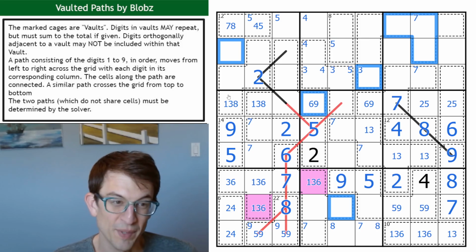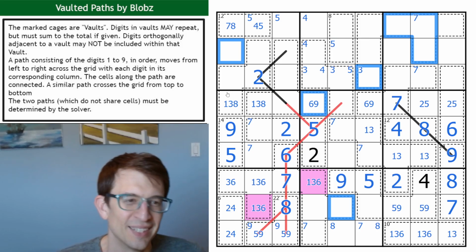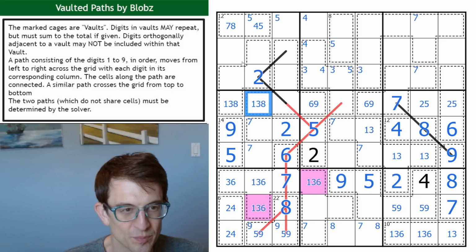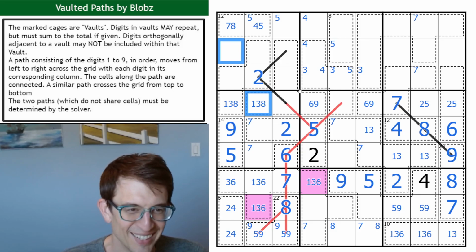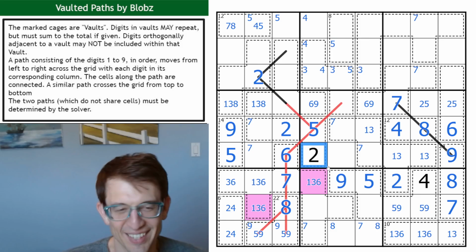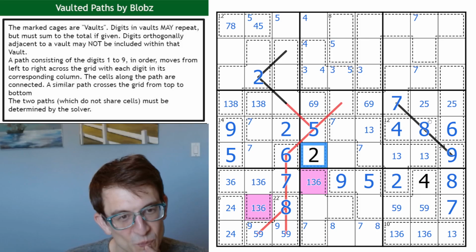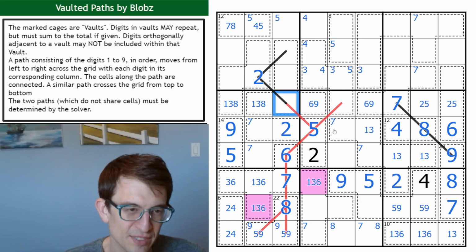3. This one's a 1-8 pair. No, this is okay. What about this cell? Where does this cell go in box 1? Because it doesn't go here. I guess it could just go there, or anywhere here. Okay, no, I'm grasping. I guess this can't be 8.